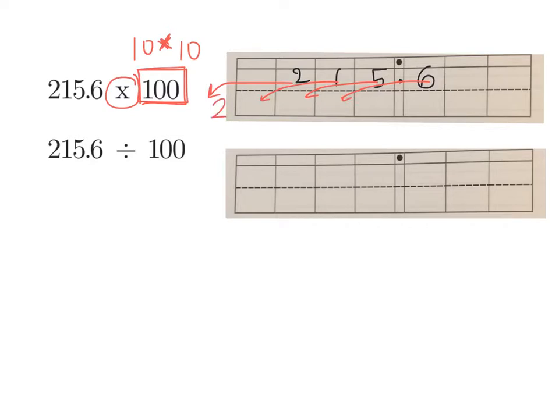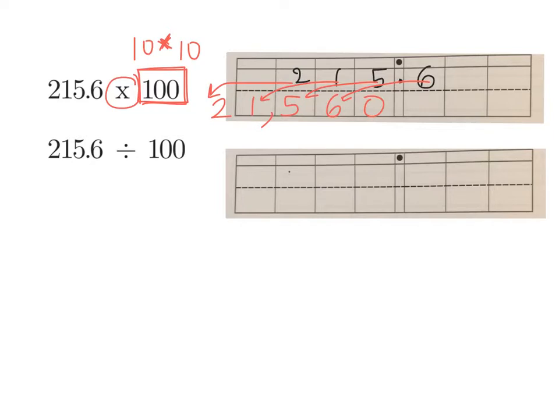So my answer is going to be 21,560. Do you see how we have to shift it 2 times because there's 2 factors of 10? Make sense? Okay, let's try the same thing when we divide.